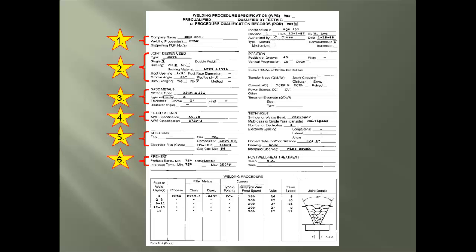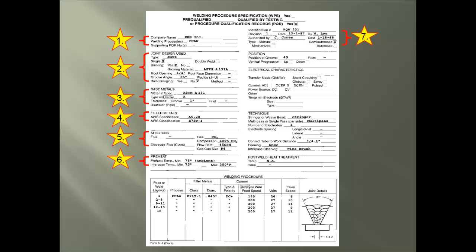We move to star number 6, which covers preheat of the weld joint, and there is the line item for minimum temperature of the base metal at the starting of the welding, and the next line item covers the minimum and maximum weld bead temperatures during welding.